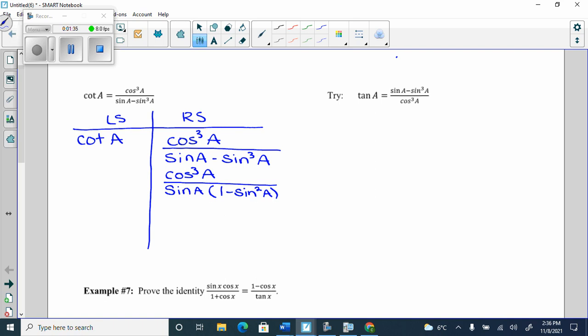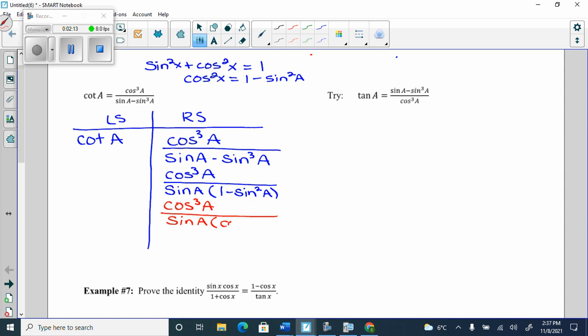Now, 1 minus sine squared A needs to be an alarm bell in your head. That is the Pythagorean Theorem identity turned around, right? So the Pythagorean Theorem identity is sine squared x plus cos squared x equals 1. I need 1 minus sine squared. So cos squared x equals 1 minus sine squared x, correct? So I can technically, in the next step, replace this with cos squared x. So I have cos cubed A over sine A, and then this is cos squared A.